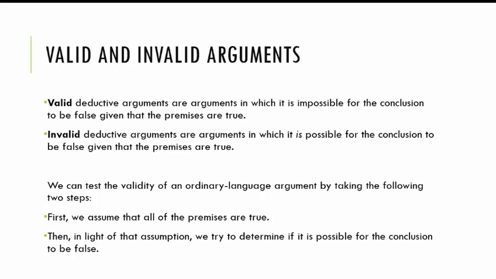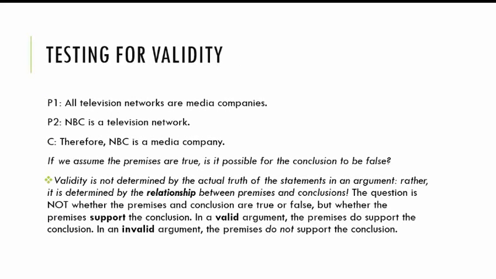First, we assume that all of the premises are true, and then, in light of that assumption, we try to determine if it is possible for the conclusion to be false. Let's look at an example. Premise 1 says that all television networks are media companies. Premise 2 says that NBC is a television network. The conclusion is, therefore, NBC is a media company. The question we have to ask ourselves is, if we assume the premises are true, is it possible for the conclusion to be false?